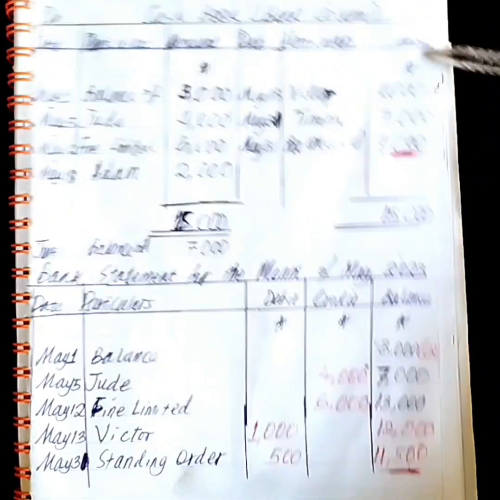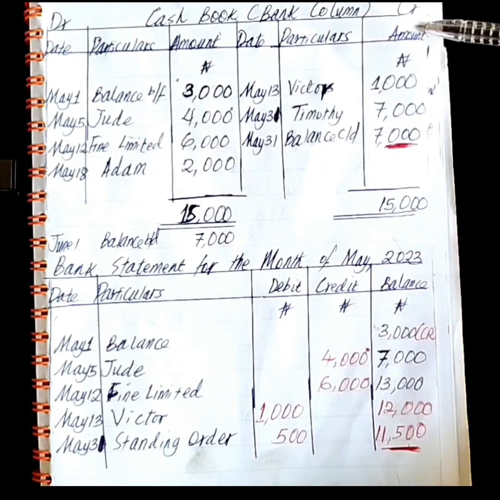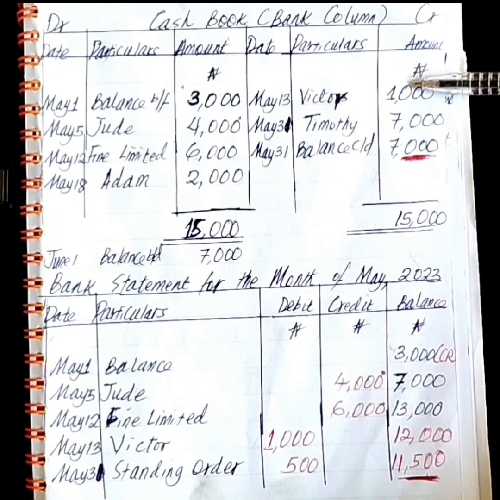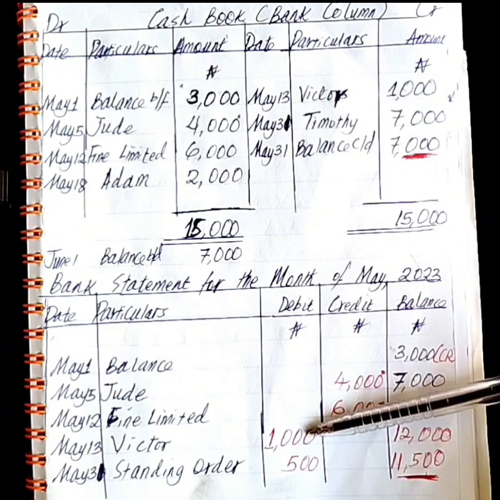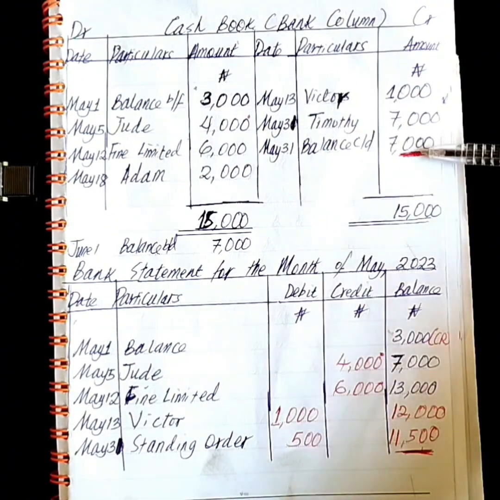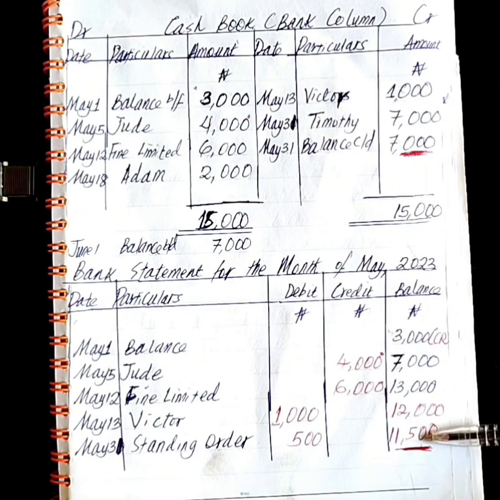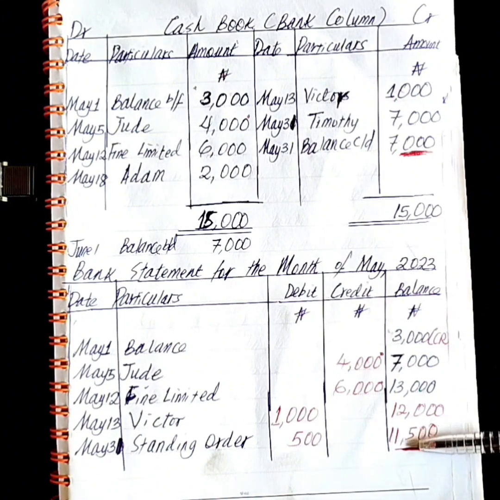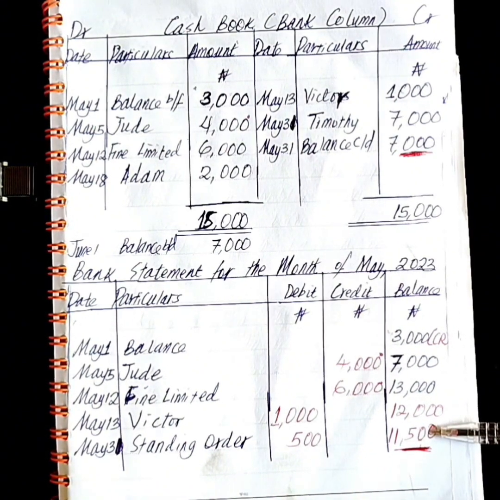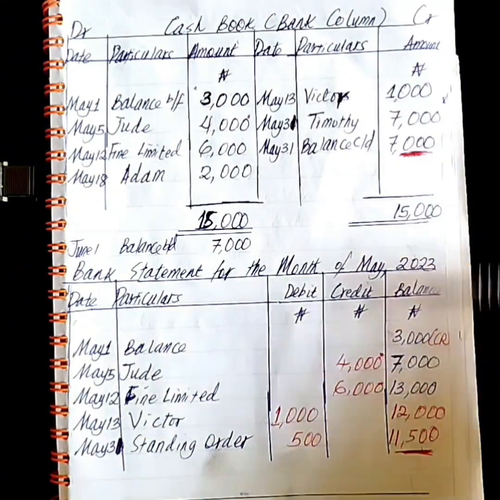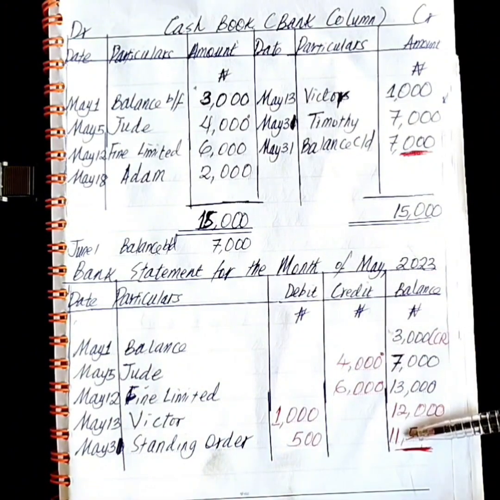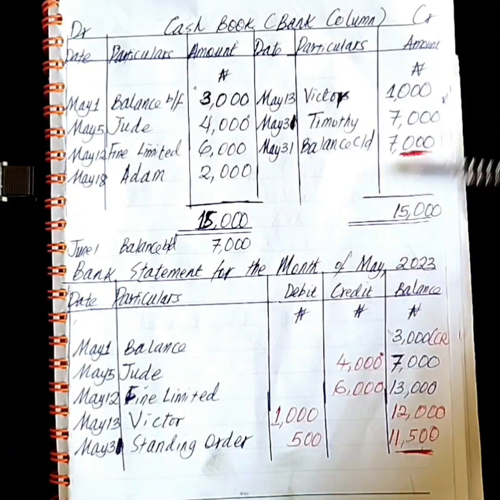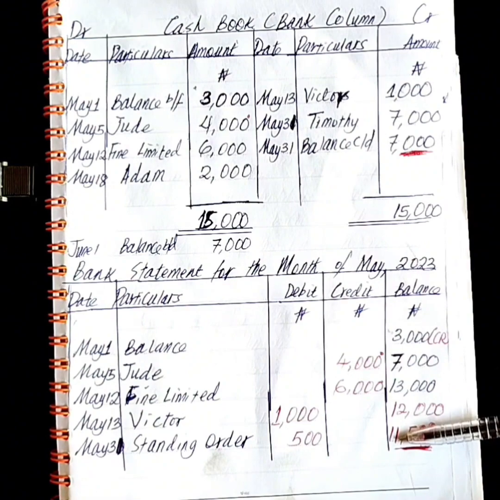Now look at this, Victor. You made a payment to Victor to the tune of 1,000 naira and you credited the amount. What did the bank do? The bank debited you. You would have noticed that you had 7,000 naira. Instead of you also having 7,000 naira here, what do you have? You had 11,500. That means that there is a difference in the figures. So when there's a difference in figures like this, the need to prepare bank reconciliation arises. That was what I was trying to explain initially.